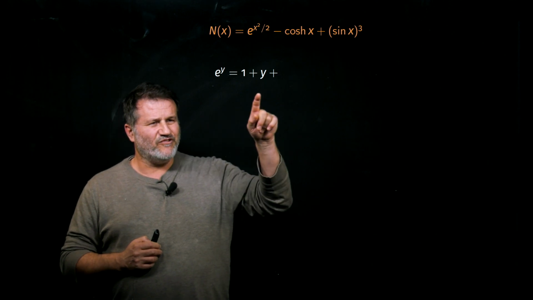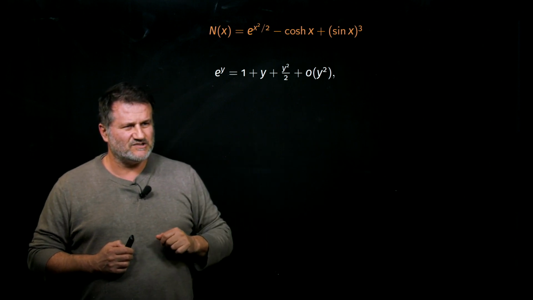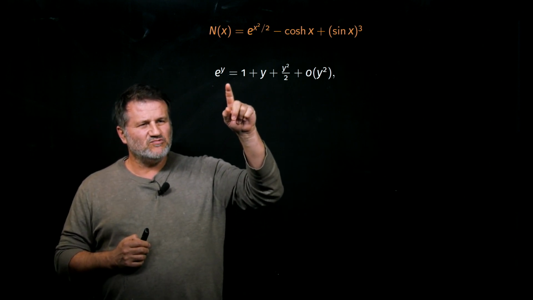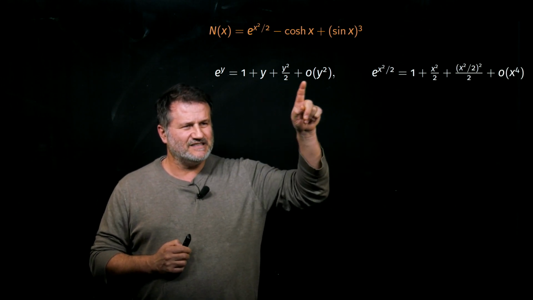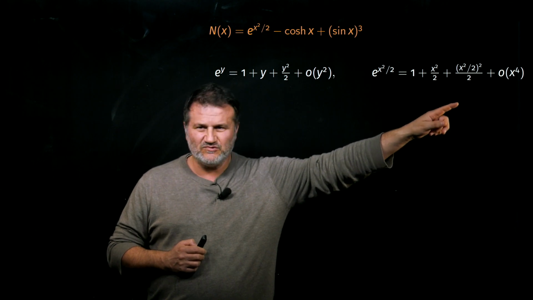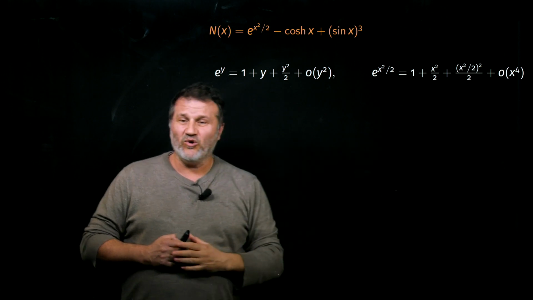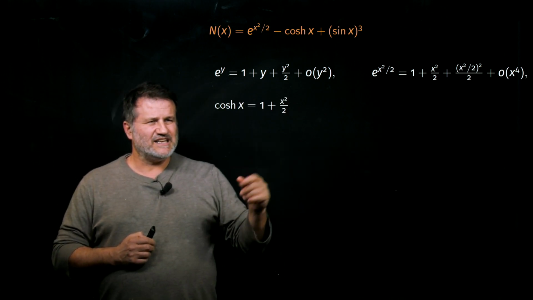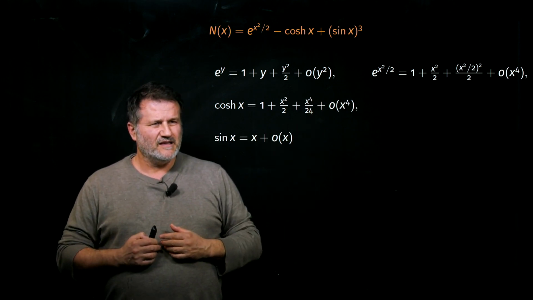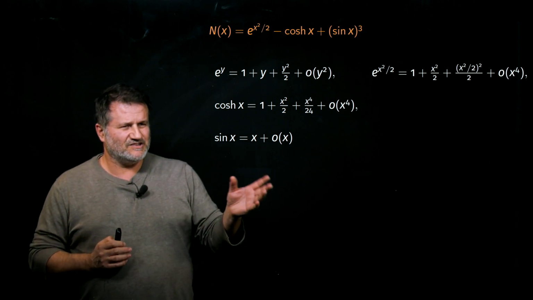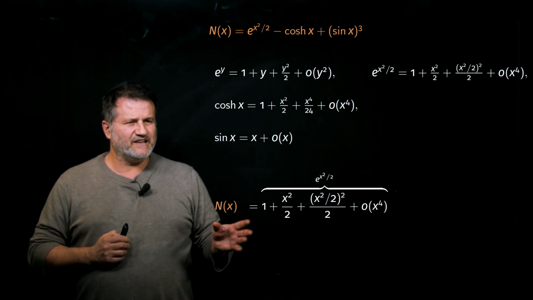The next term for e to y is 1 plus y plus y squared over 2 plus little o of y squared. That means that when we replace y by x squared over 2, this is 1 plus x squared over 2 plus the square of x squared over 2, over 2. So it will be x to the power 4 divided by 8 plus little o of x to the power 4. For the cosine, the next term is x to the power 4 divided by 24. For sine, for the moment, there is no need to do anything.